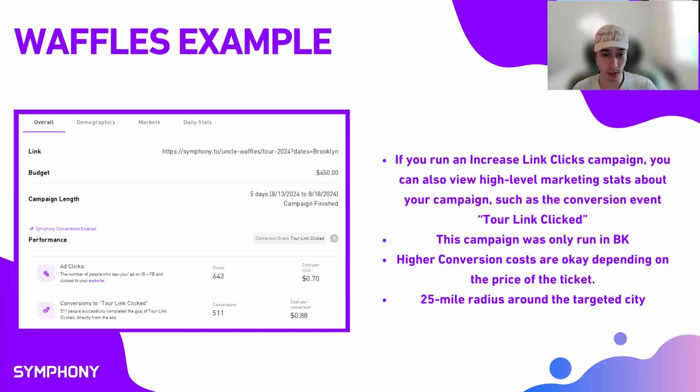So in this case, 70 cents cost per click, 88 cents cost per conversion is very, very good, because ticket sales were around $50. But even if cost per conversion was $8, that's not bad at all, because you have to think it's a $50 cost per ticket. Even if it takes 5-6 people that click on a tour link to actually buy a ticket, you're still profitable.